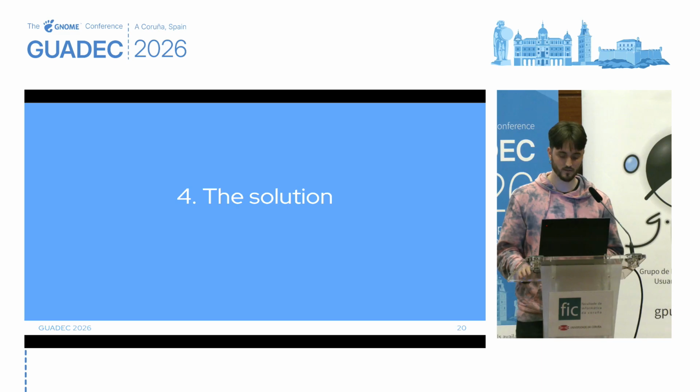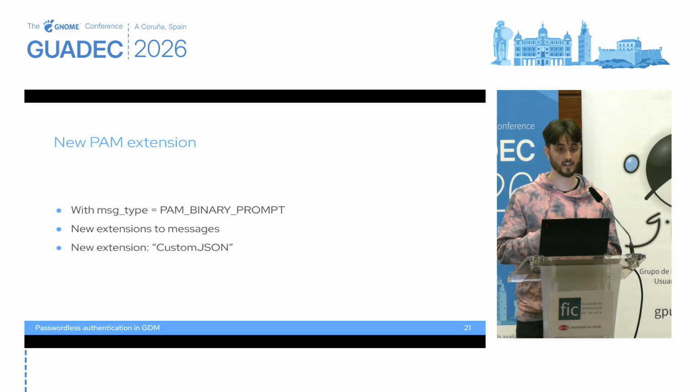So we tried to improve the situation. The first thing that was done was defining a new PAM extension. And there's a special PAM message of type PAM binary prompt, which is just a stream of bytes. So if the PAM module and the GDM receiver agree on a specific format, then you have what in GDM is called the extension messages. In this case, we've created an extension called custom JSON, which just allows to send and receive JSON messages.